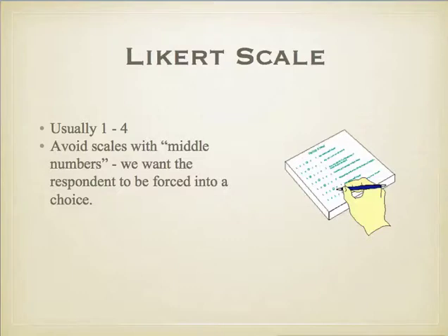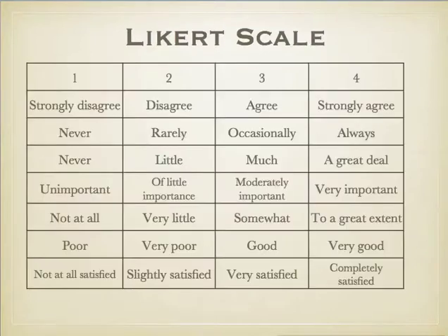It gives you choices that are on one end of the spectrum or another. We usually use Likert scales of 1 to 4, not 1 to 5. We don't want a middle number. We want to force people to make a decision. Likert scales usually have four possible choices. One is always associated with the more negative answer, and 4 with a more positive answer: strongly disagree, disagree, agree, strongly agree. You can see some examples of that here.